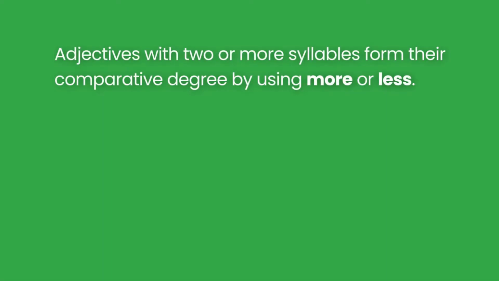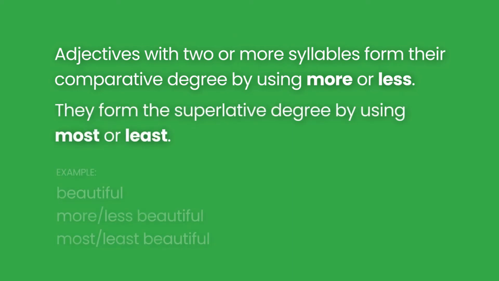Adjectives with two or more syllables form their comparative degree by using more or less. They form the superlative degree by using most or least.